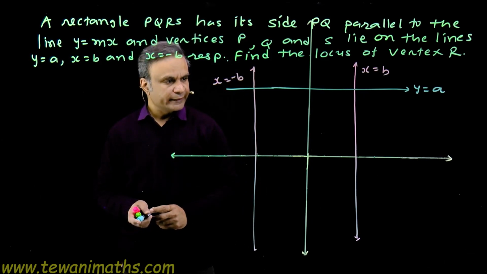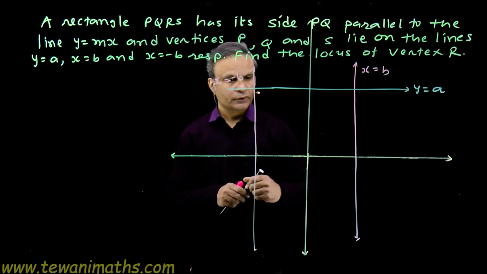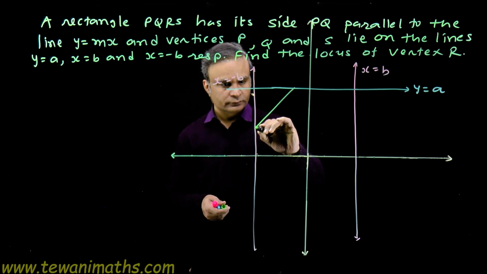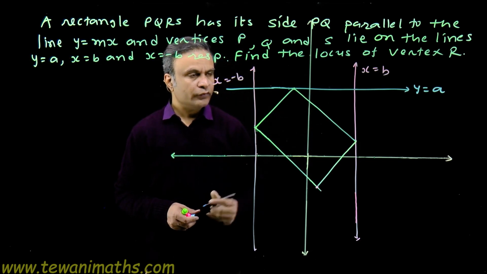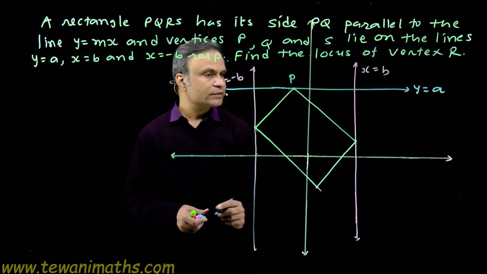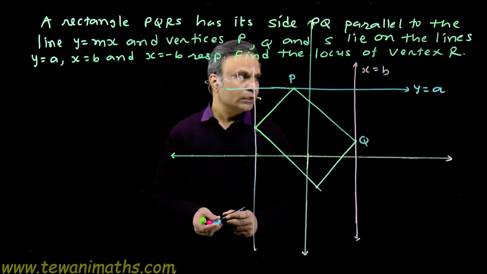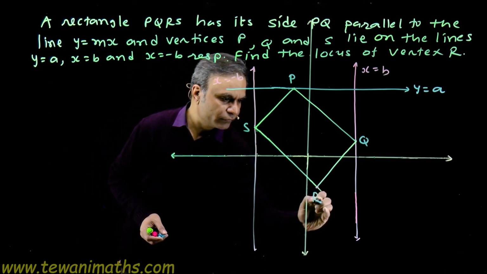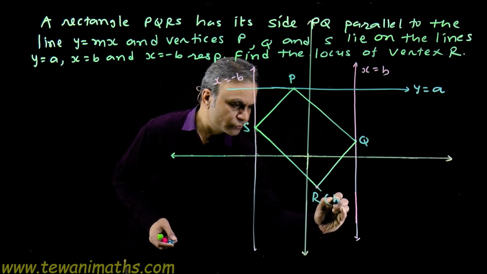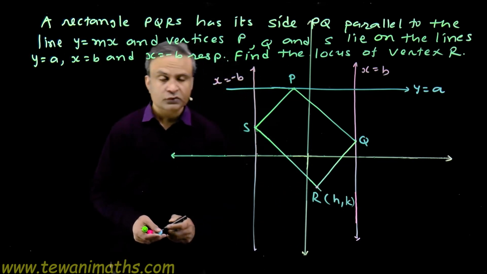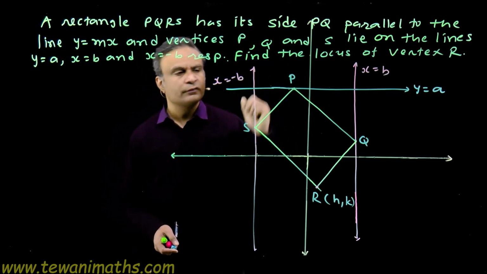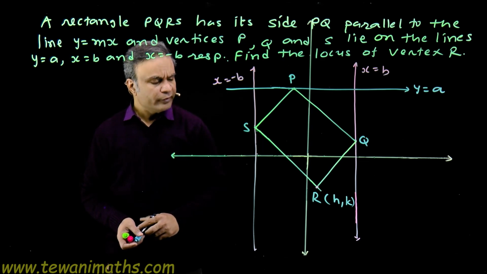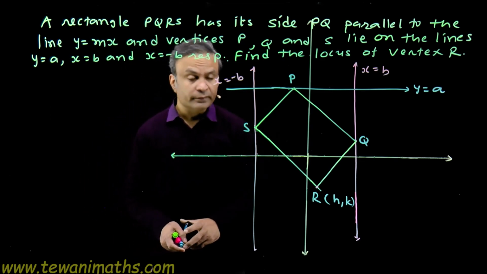now let's draw the rectangle. We have this rectangle. We have point P on line y is equal to a, point Q on line x is equal to b, S on line x is equal to minus b, and here we have vertex R. Suppose the coordinates are h comma k, we have to get the locus of this variable point R. In fact, all these points are variable. We have to get the locus of vertex R. Now we have to get the relation between variables h and k.